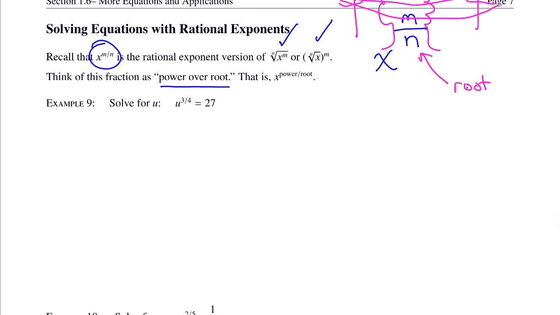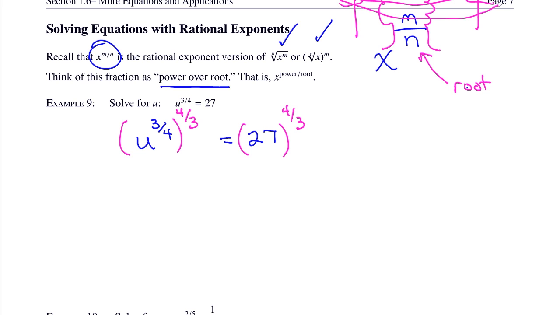Example 9, solve for u. We have u raised to the 3/4 power equals 27. So the trick here, of course, is that you want to get u to be u to the first power. To get rid of this power that is the 3/4 power, we need to raise both sides to the same power that will knock out the 3/4. And to do that, we're going to raise it to the reciprocal power. So we're going to raise it to the 4/3 power.